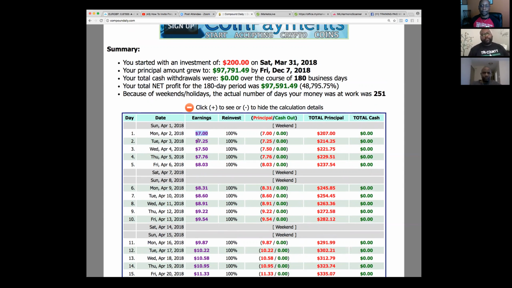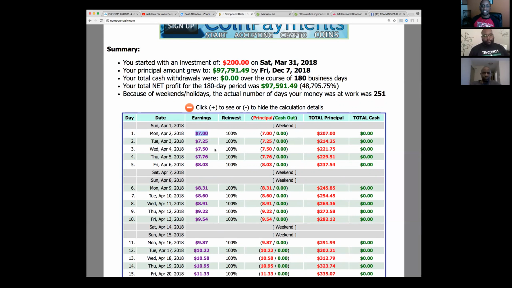The next day, $7.20. All right. And you're compounding the interest. So the next day you're trading on $207, and you just want to make $7.25. The next day, that takes your balance to $214, and you want to make $7.50.